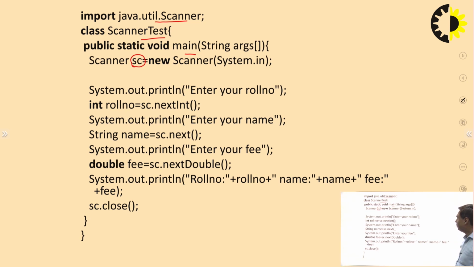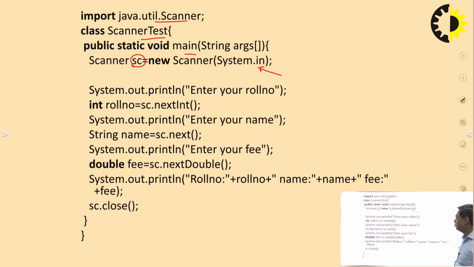and again we are wrapping it. Ultimately, wrapping is important. We need to pass the byte stream object. So here the byte stream object is System.in. Basically we are using the Scanner for input purposes, so we are passing System.in.